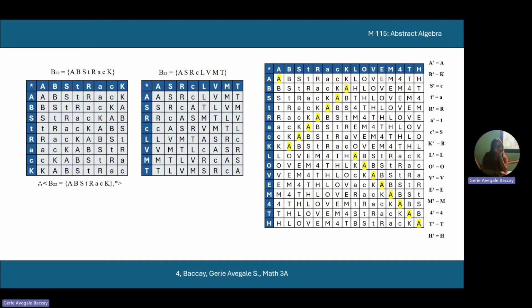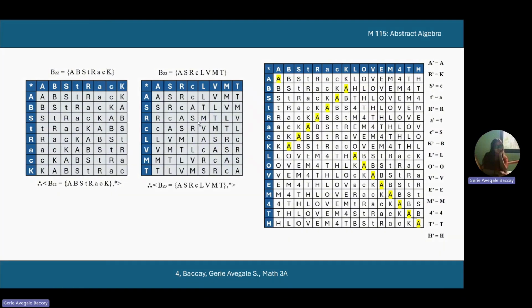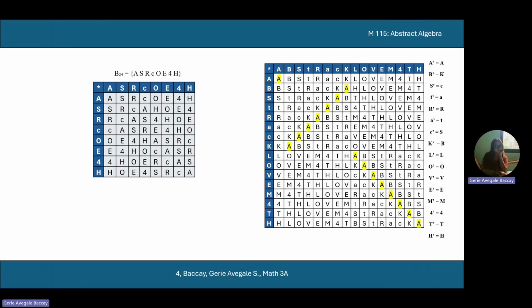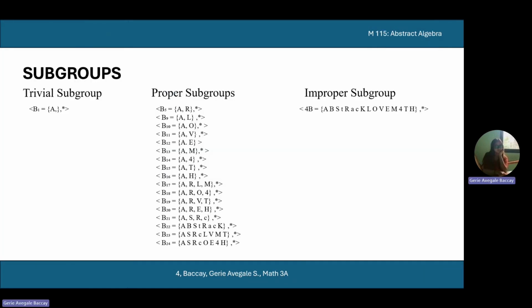And then same thing with B sub 23 and B sub 24. So here are the subgroups. The identity element is the trivial subgroup, then the proper subgroups, and we have the improper subgroup.